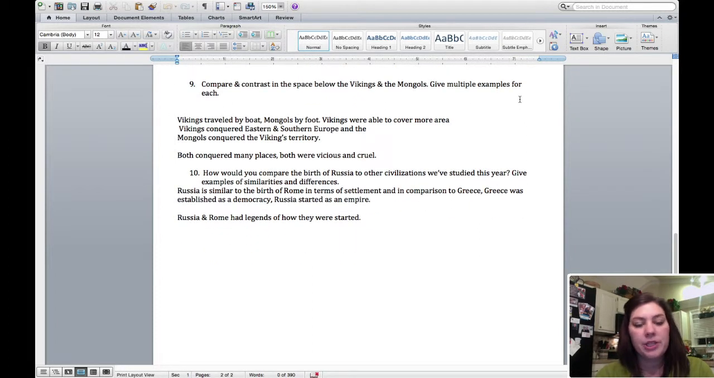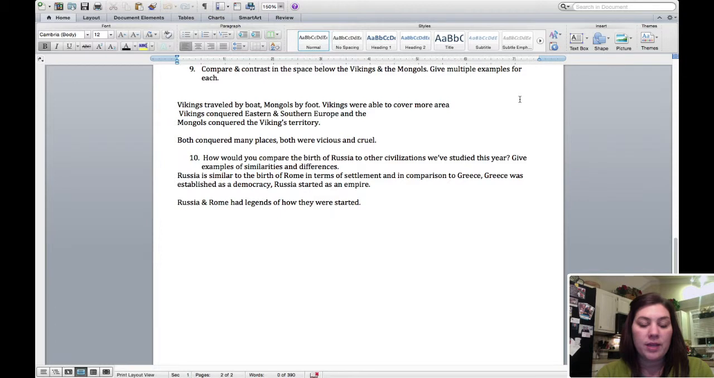Number 9, compare and contrast in the space below the Vikings and the Mongols. Give multiple examples for each. I know a lot of you went into a lot more detail than this. You drew Venn diagrams. I saw some of your work before I left you last week. But these are some of the basic things that I was looking for you to write down.